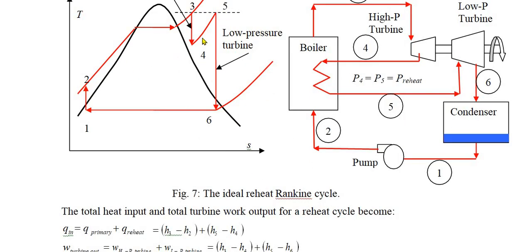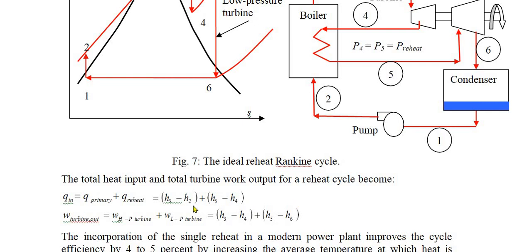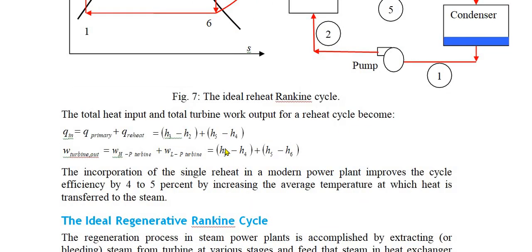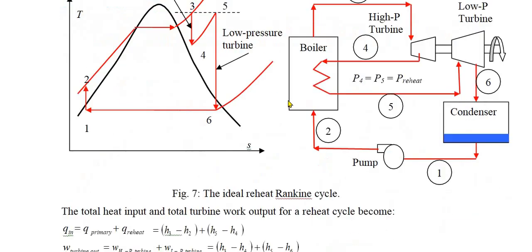Got it? At the same time, work output is equal to H3 minus H4 plus H5 minus H6. That's what is written here. As we know, the formula: efficiency equals net work by heat supplied. From that we can substitute. You will get, from reheating, the efficiency of the plant can be increased by 4 to 5% on average. This is the reheating process.